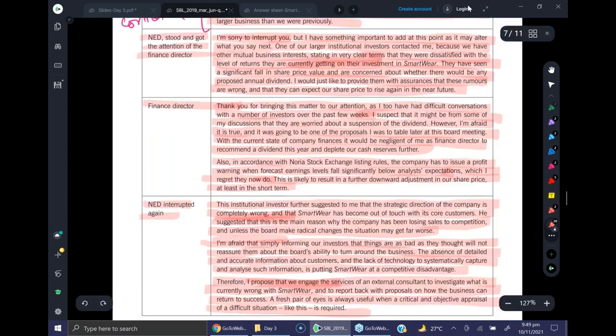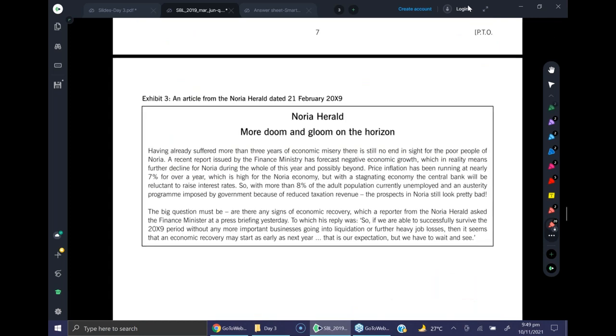Now let's have a look at Exhibit 3. It looks promising. It is only two paragraphs. Okay, it's an exhibit, which is an article from Noria Herald, dated 21st February: more doom and gloom on the horizon. Having already suffered more than 3 years of economic misery, there is still no end in sight for the poor people of Noria. A recent report issued by the Finance Minister has forecast negative economic growth, which in reality means further decline for Noria during the whole year and possibly beyond.